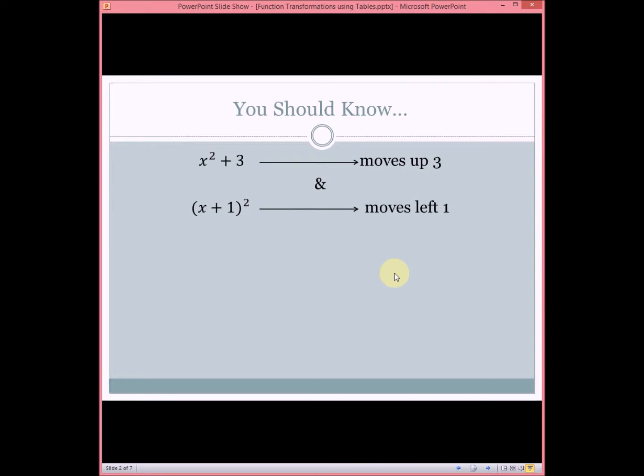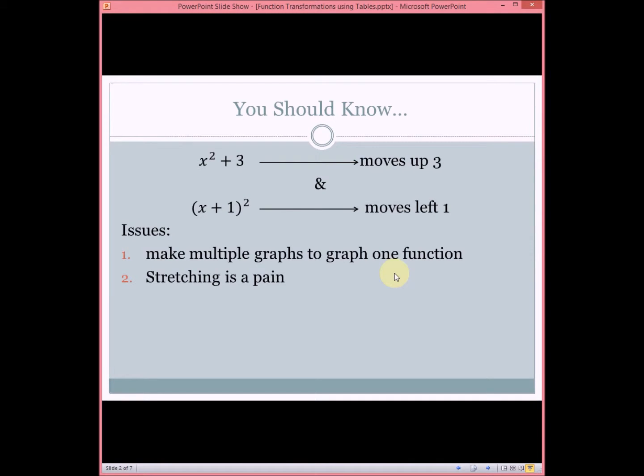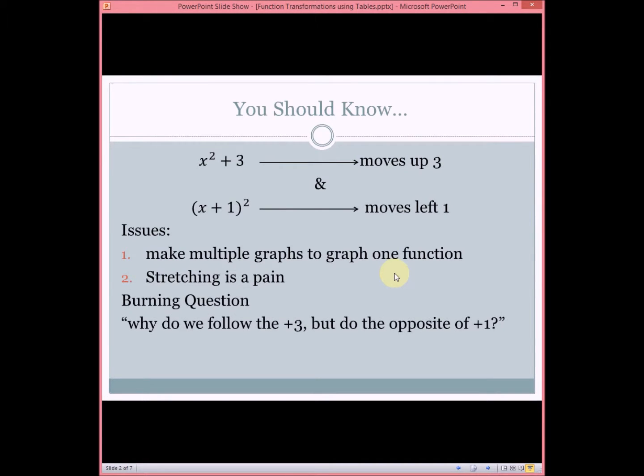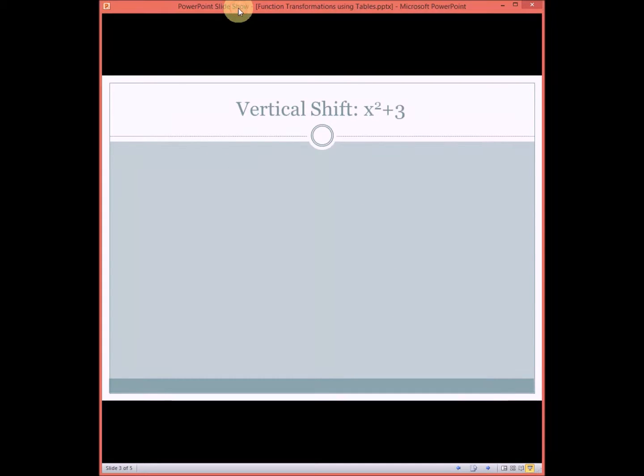Now, you get some issues with this because if you have more than one transformation going on, you might have to make more than one graph just to graph the entire function. That becomes kind of tedious. Second, when we start stretching or shrinking, that causes lots of issues as well. And lastly, why is it that we follow the plus 3 and go up, but yet when we add 1, we're moving to the left? By the end of this video, I'm going to try to answer that question.